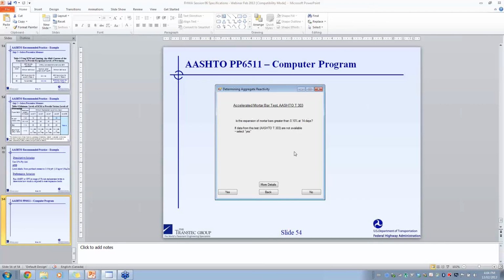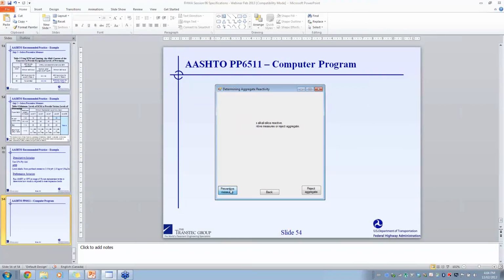Is the expansion of mortar bars greater than 0.1%? Well, take my word for it. If you say no, it says accept the aggregate, but then we have to start the program again. So let's say yes, it does. Is the expansion of the concrete greater than 0.05%? And it says here, if data from this test are not available, then select yes. In other words, assume, because you passed the mortar bar test, if you don't run the concrete prism test, you have to accept that your aggregate's reactive, so we'll press yes. Aggregate is alkali silica reactive, take preventive measures or reject the aggregate.